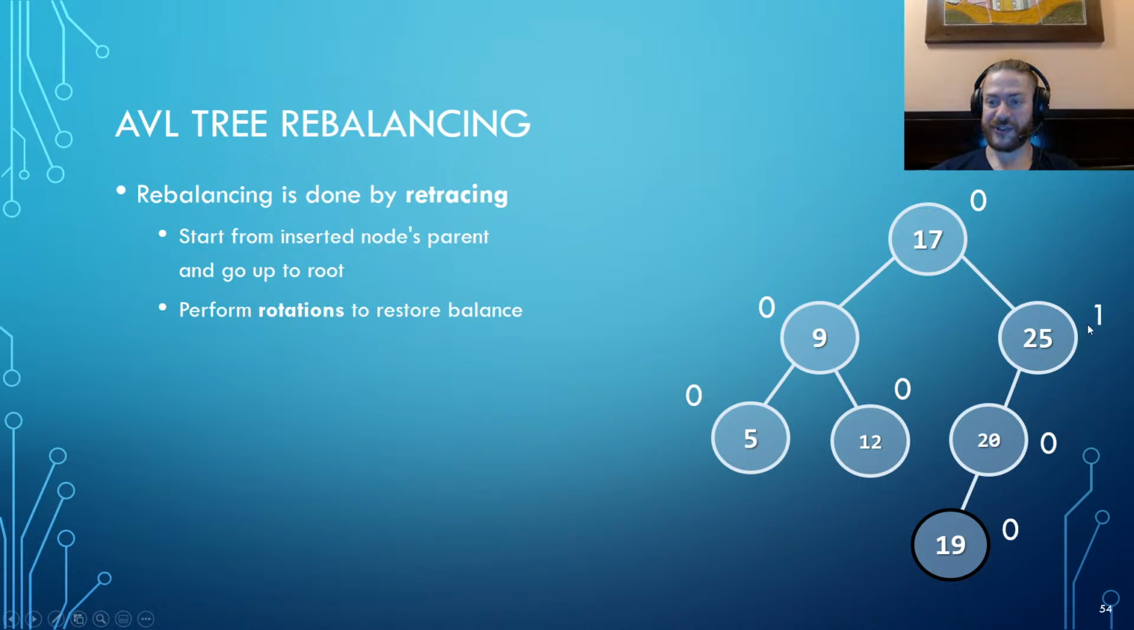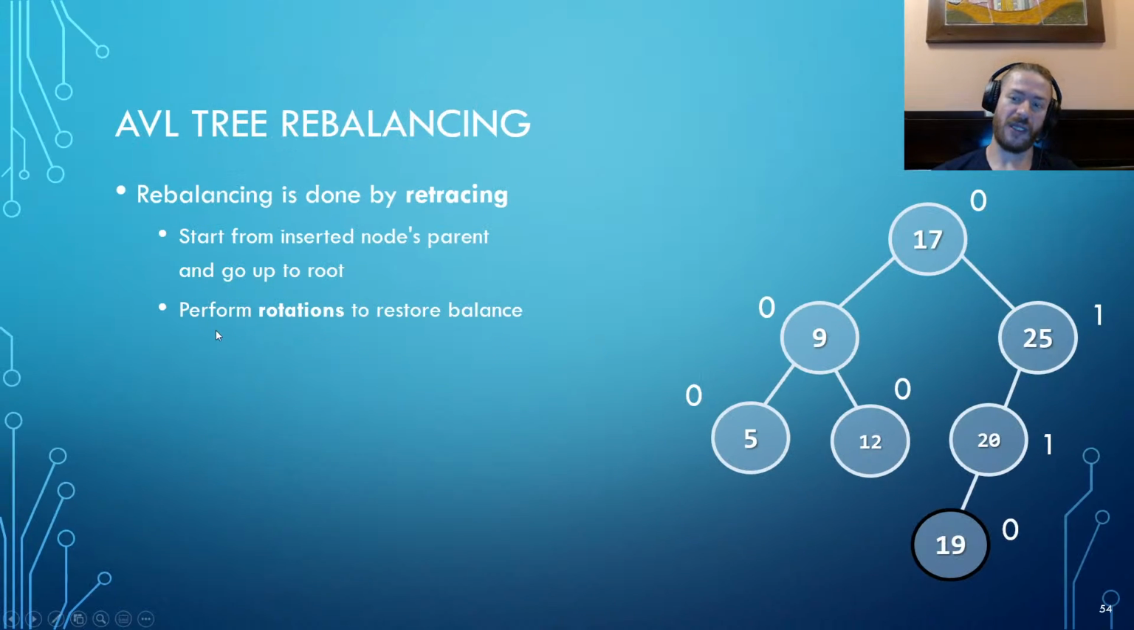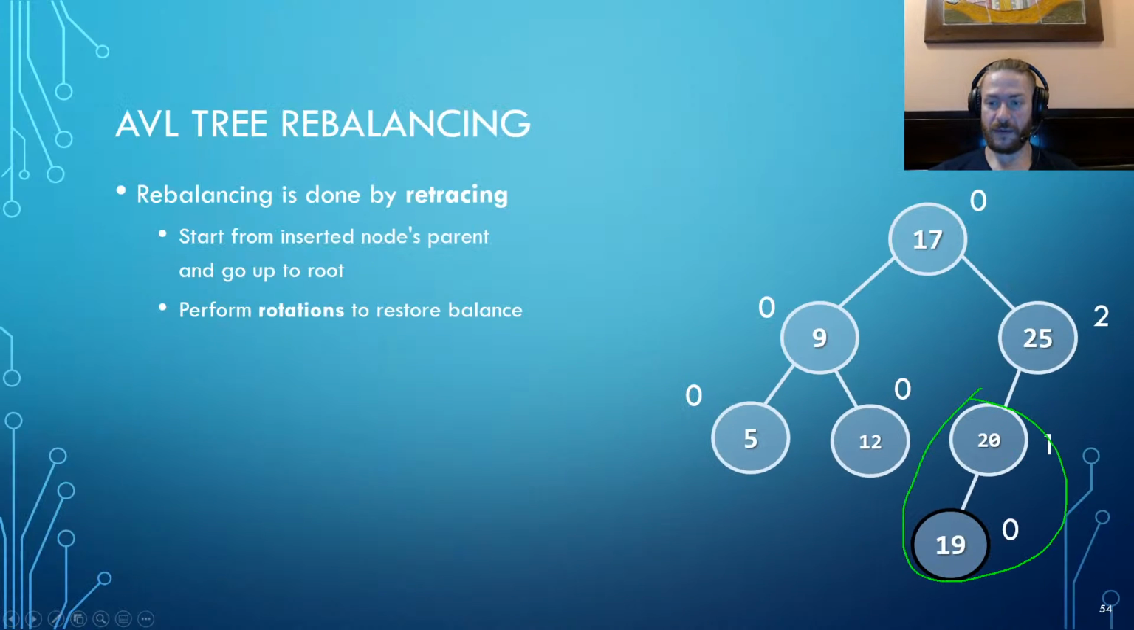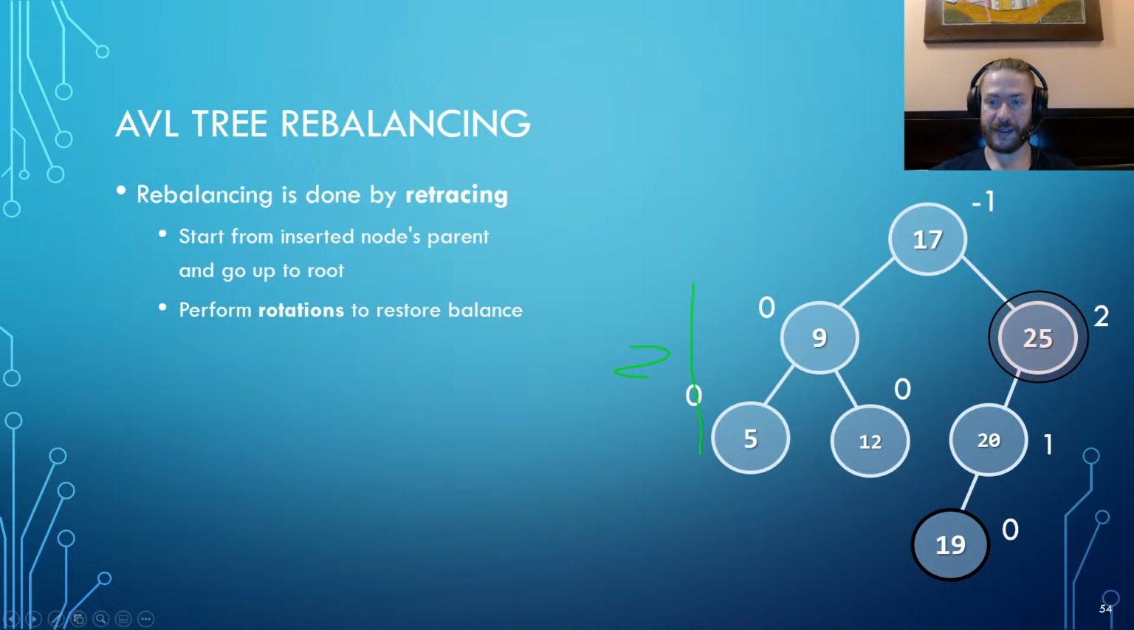To restore balance, the tree performs rotations. We are going to see the rotations in a minute. So when we add 19, the balance here becomes 1. Then the balance here becomes 2 because we have a height of 2 here and a height of 0 here. So the balance should be 2, and this node needs rebalancing. Here we have -1 because we have height of 2 here and height of 3 here. 2 minus 3, minus 1.